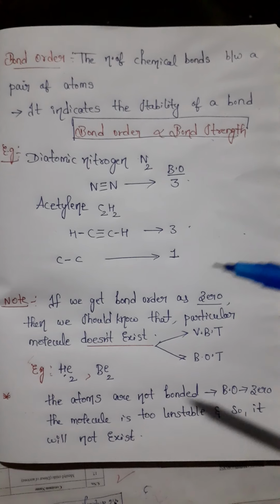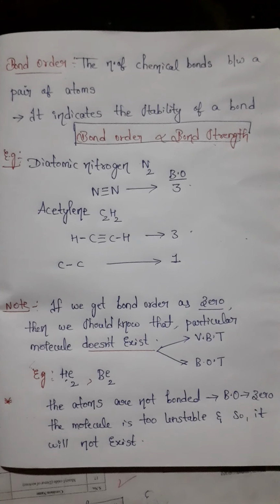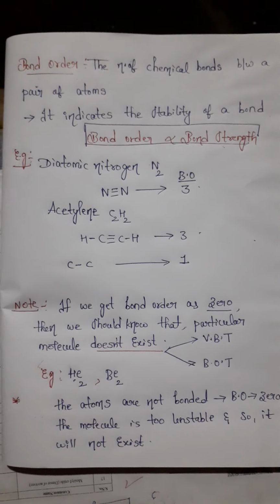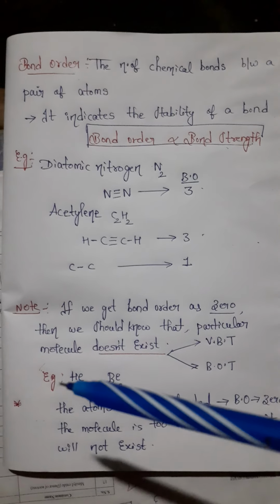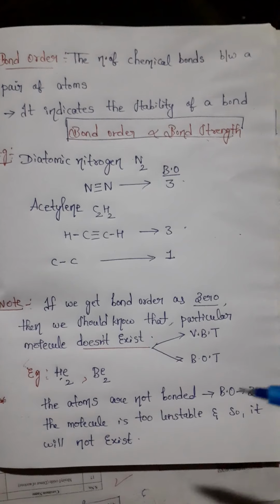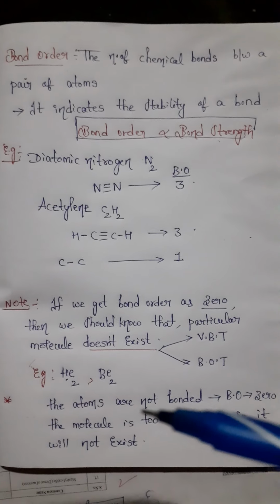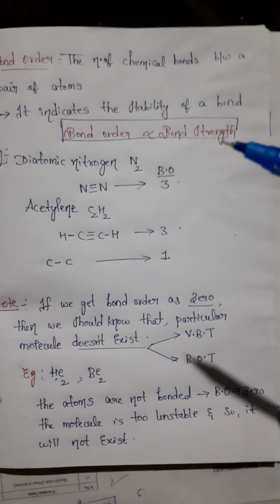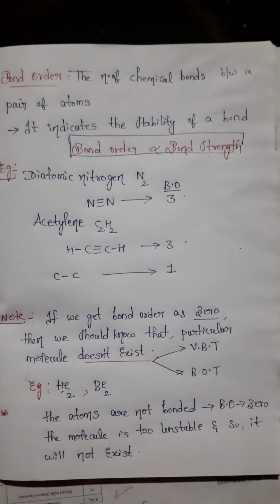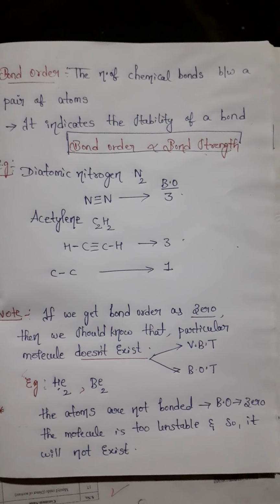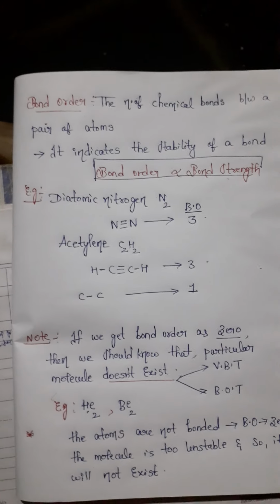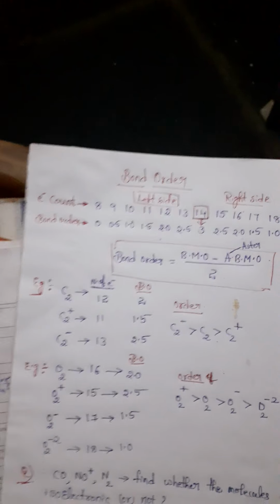Bond order 0 means the atoms are not bonded. If the atoms are not bonded, then how can that molecule exist? That's why they say the molecule doesn't exist if the bond order is 0. And we may get a doubt: if the bond order is 0, then what about the stability? Here the bonds are not present between the atoms, so the molecule is too unstable and it will not exist.